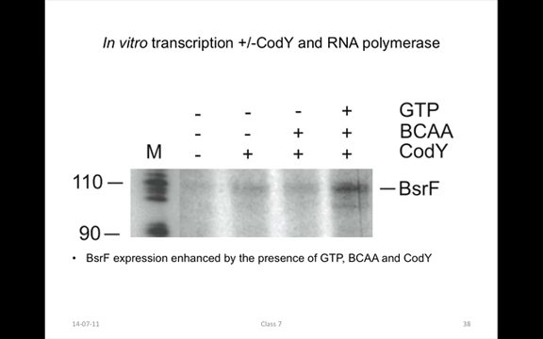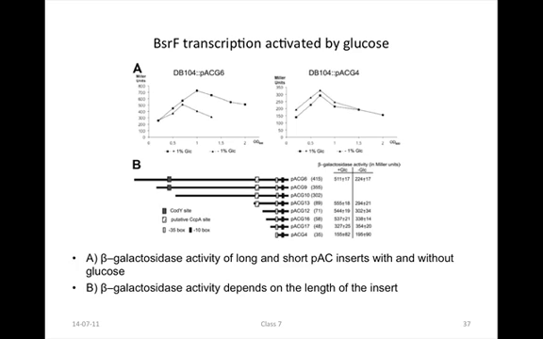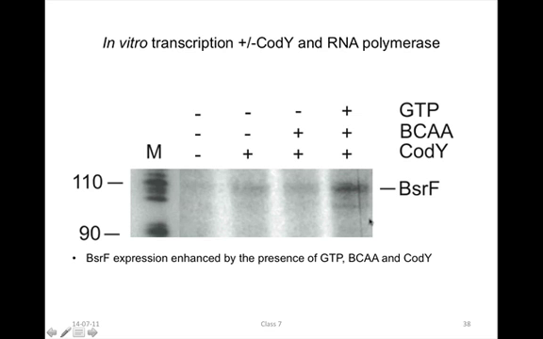So in this case, they're arguing that it's activated by glucose, because you can see these numbers on the left are higher than the numbers on the right. That's what they found. Also, they found that branched chain amino acids, GTP and CodY also enhance the expression of BSRF, sorry.